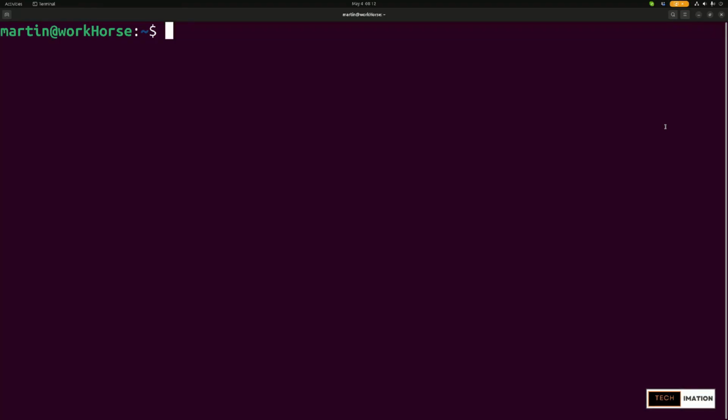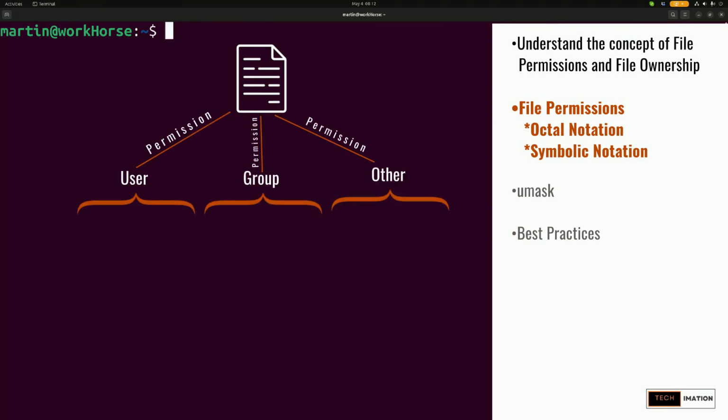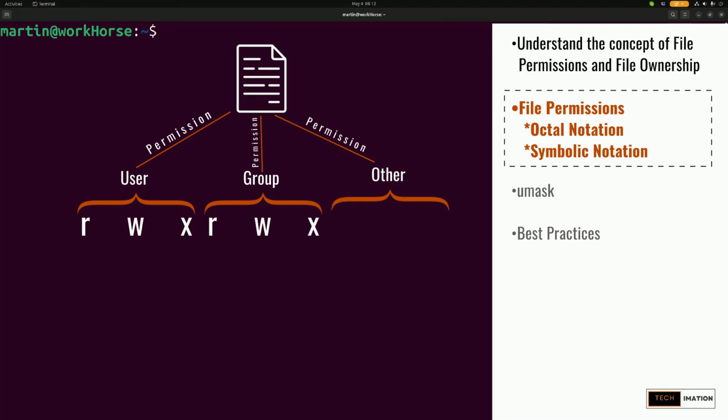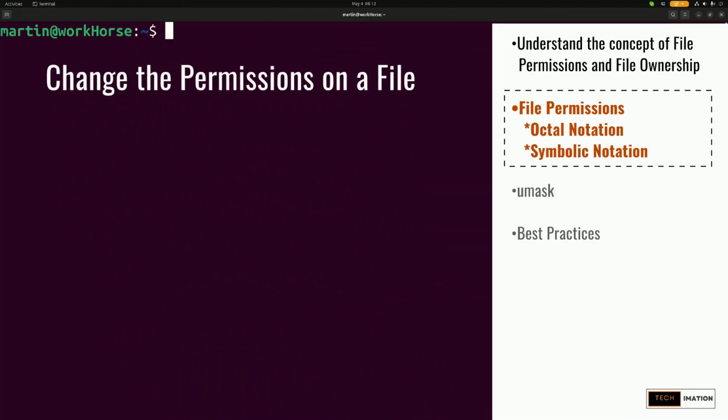All right, we're back in class. In the last lesson, you saw that every file has permissions set: read, write, and execute for the user, read, write, and execute for the group, and read, write, and execute for others, right? So we're taking a step further right now. We're going to look at how to change the permissions on a file.